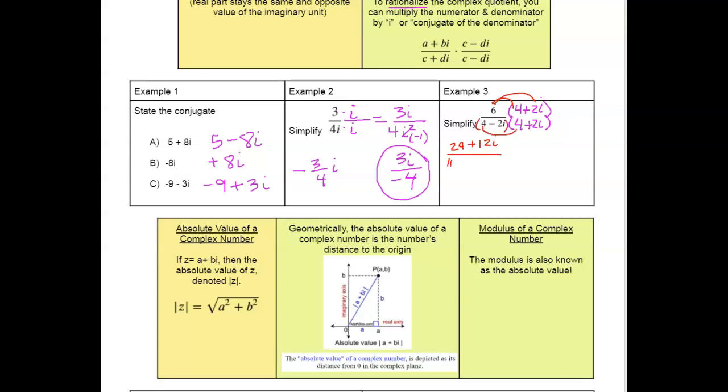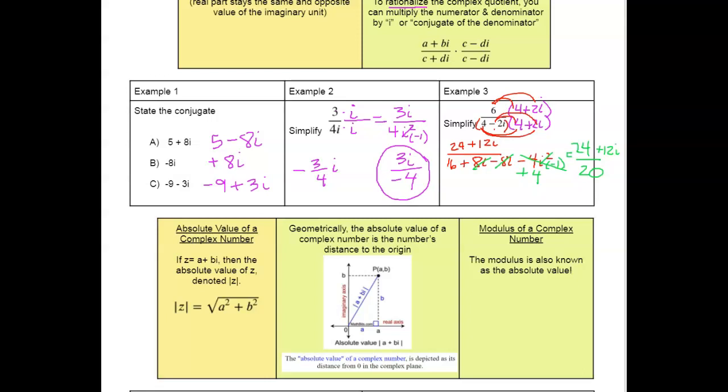So 16 plus 8i minus 8i, and then minus 4i times i. So what you should notice is these two middle terms should cancel out. That's why we do the conjugate. i squared is -1 by substitution. So -4 times -1 is plus 4. So on the bottom we have 16 plus 4. On the top we had 24 plus 12i.